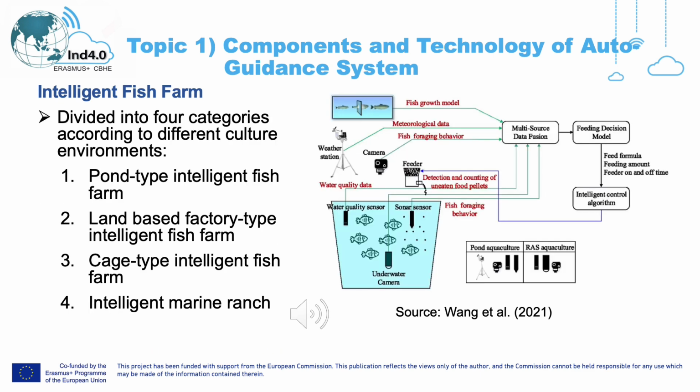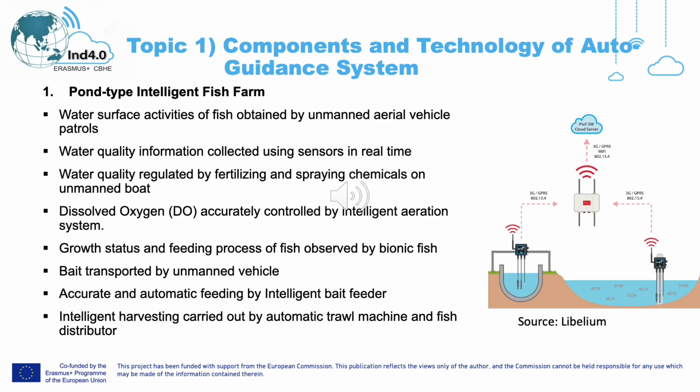Intelligent fish farm can be divided into 4 categories according to different cultural environments. They are the pond type intelligent fish farm, land-based factory type, cage culture, and intelligent marine range.